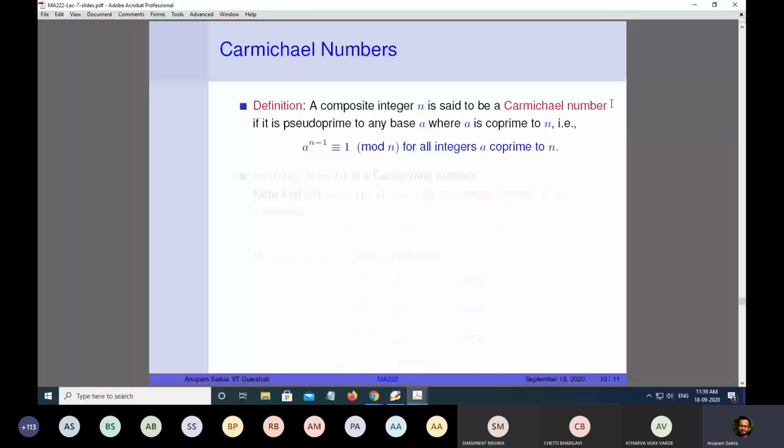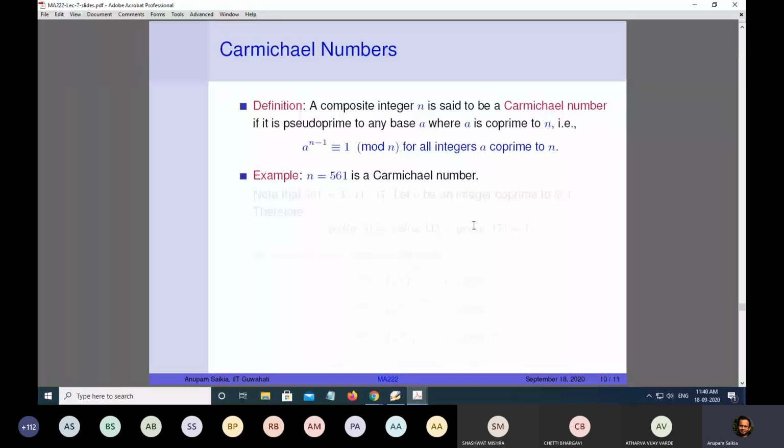They strongly resemble a prime number compared to Fermat pseudoprimes, which are only pseudoprime to base 2, or to base 3. It is only 3 you are talking about. Now you are changing the base. You are allowing a to be anything coprime to n. Still there will be composite numbers exhibiting this type of behavior, and these are called Carmichael numbers.